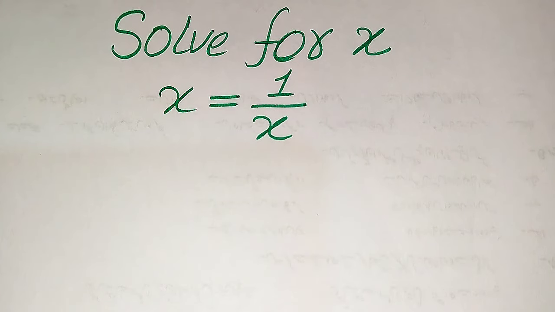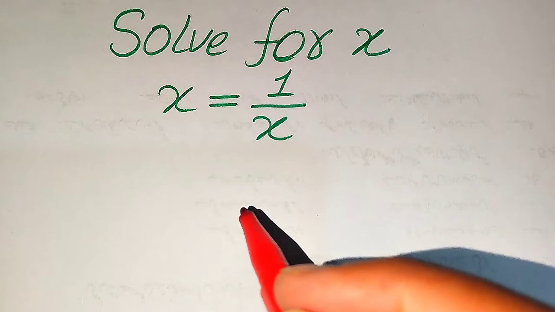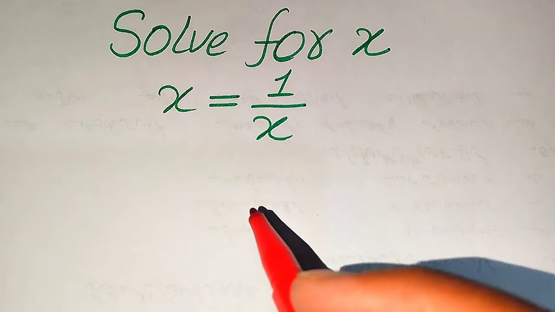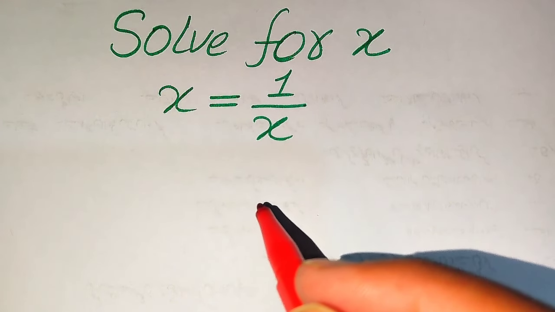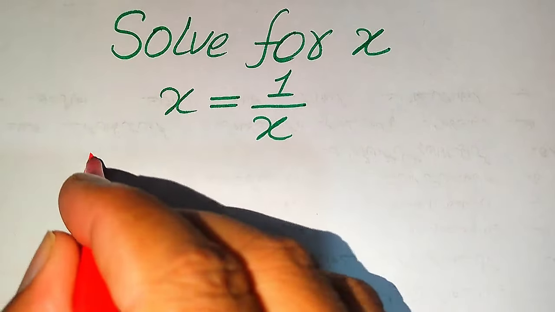Hello everyone, how to solve this problem for the values of x if we have x equals 1 divided by x. So we solve this problem for all the values of x. First we find all the roots of this equation, and at the last we will verify which of the roots are solutions of this equation and which of the roots are extraneous roots. Further we solve this problem by two methods.